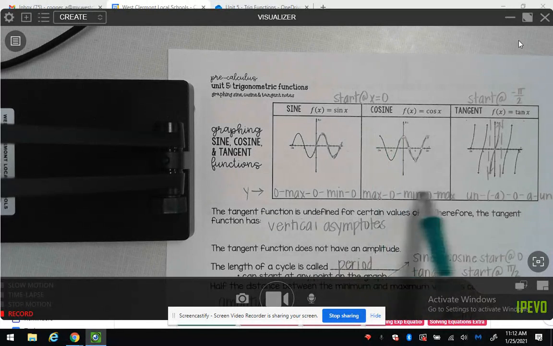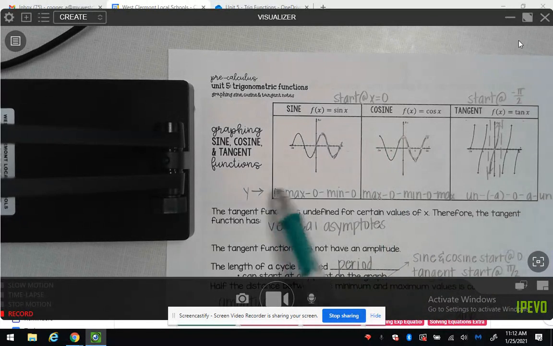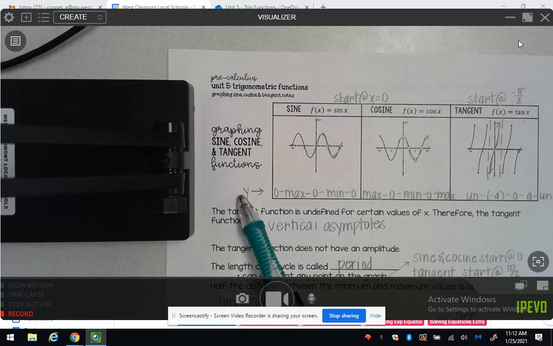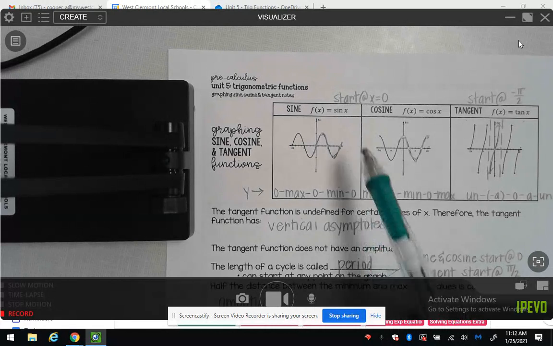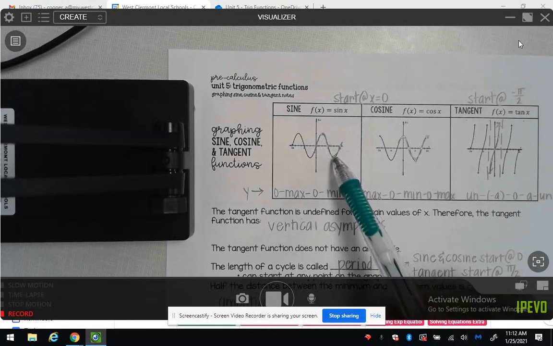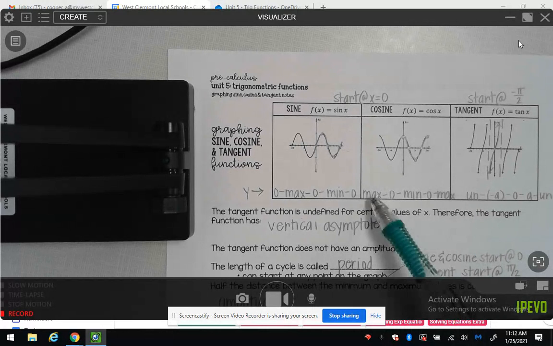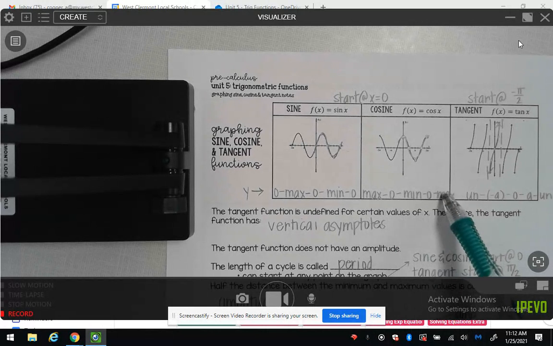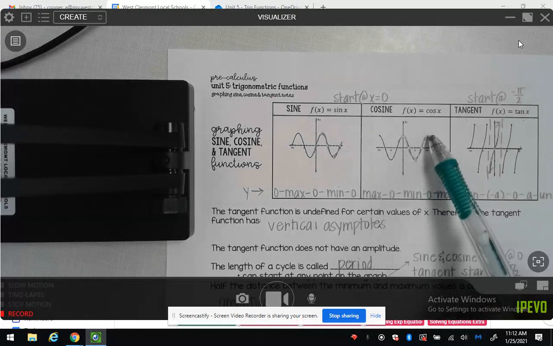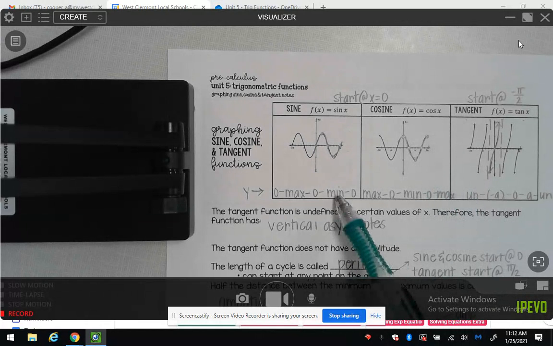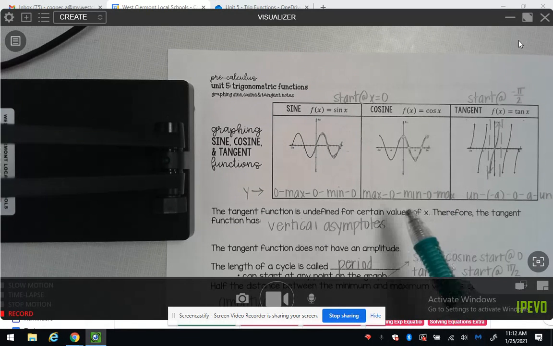And what you'll see down here, these are what I call my cheats. These are my y values. So for sine, my cheat is 0, max, 0, min, 0. My cosine cheat is max, 0, min, 0, max. And I'll show you how to find these maximums and minimums. They're based off the amplitude in your equation.